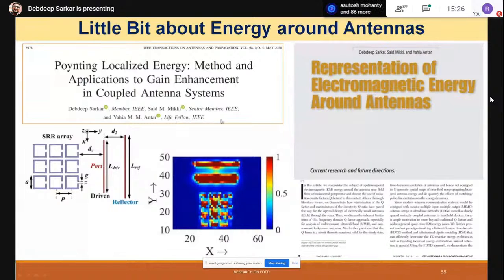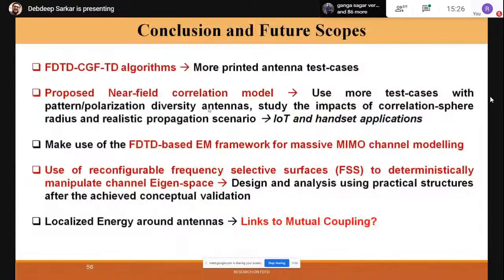It is important to look into the near field energy distribution, which is not available from the standard MoM or other routines. We did that with FDTD. We introduced the concept of Poynting localized energy, and we reported that, and maybe in some other forum I will discuss more on that. So with that, I think I'm almost on time, so I'll wrap up my talk.